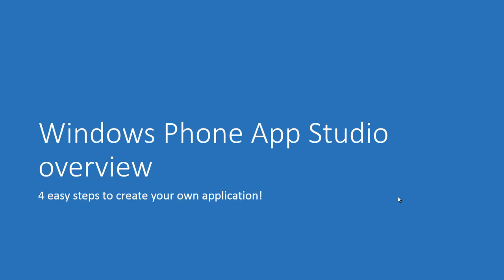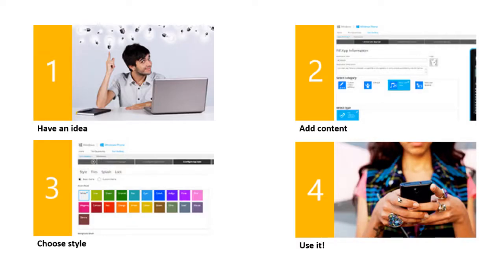So first of all, you have 4 easy steps to create your own Windows Phone application. So let's see what steps you need to follow. First of all, you need to have an idea. In my opinion, this is of course the hardest step to deal with. It's very hard to find some idea which is totally different than existing ideas, existing applications. So it takes the most time to deal with this first step, but it is the most important, I think.